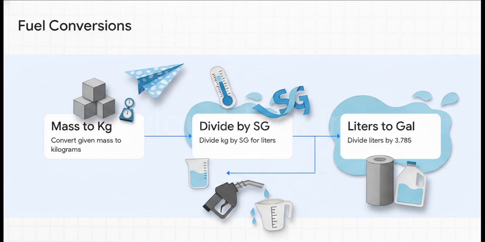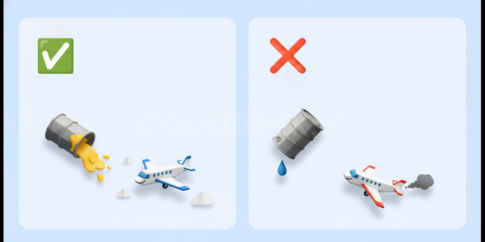Sounds pretty simple, right? Well, watch out. Because here is a massive trap where students constantly fail in the exam hall. They'll calculate everything perfectly, but at the very end, they multiply the mass by the specific gravity instead of dividing by it. If you do that, you catastrophically underestimate the physical volume of fuel you need. In the real world, that mistake could easily lead to fuel starvation mid-flight.